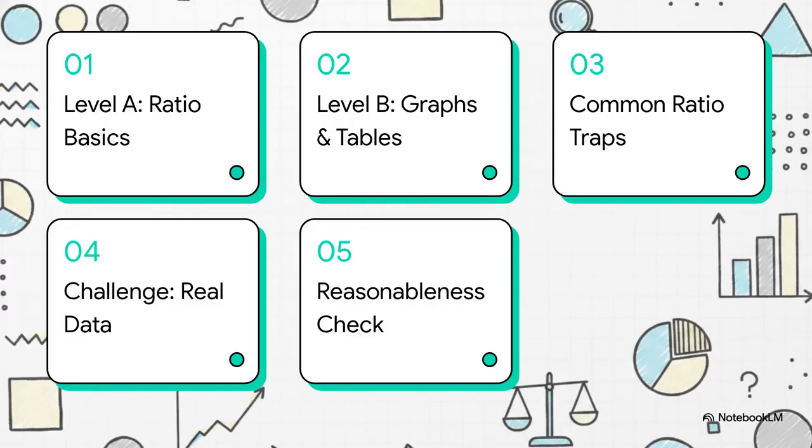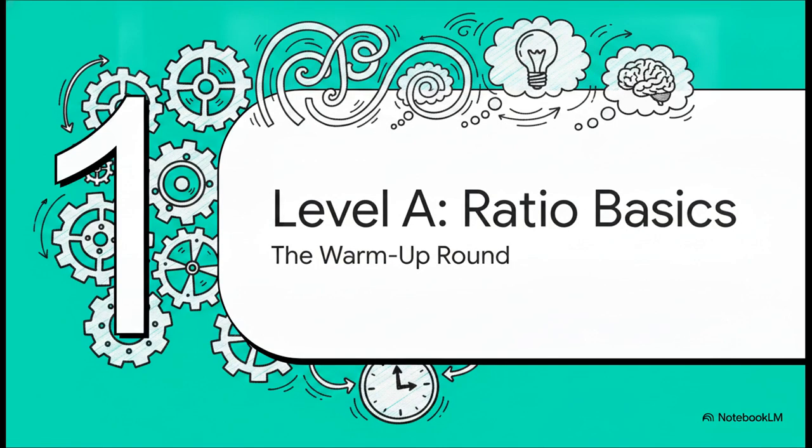Here's our rehearsal plan for today. We're going to kick things off with Level A, Ratio Basics, then move right into Level B, Graphs and Tables. After that, we'll tackle avoiding common ratio traps, take on the real-world data challenge, and finally, wrap it all up with the reasonableness check. All right, Section 1, Level A, Ratio Basics. Let's dive right into this warm-up round.